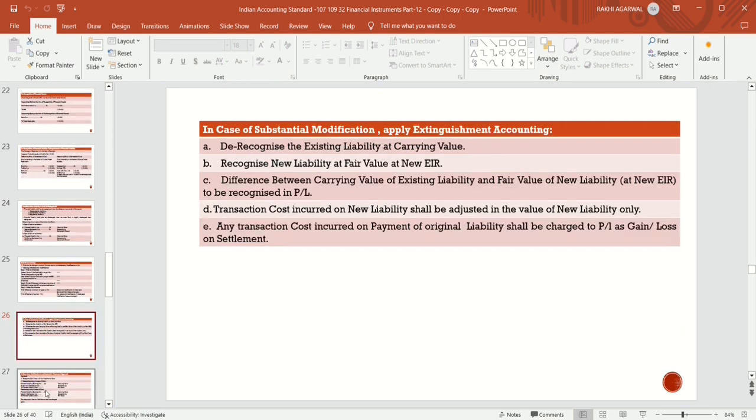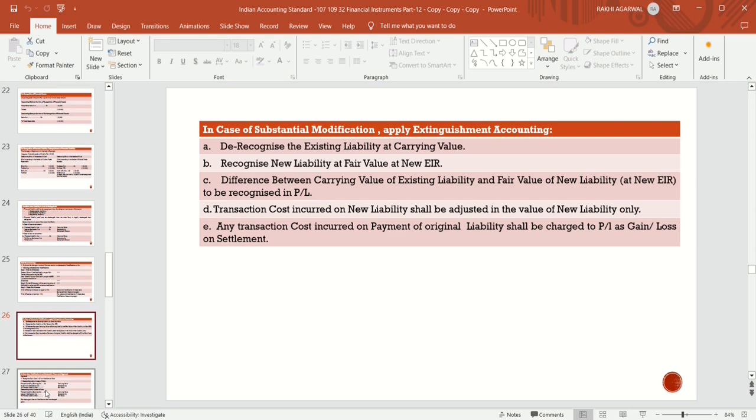Then recognize the new liability at fair value at new EIR. Then the difference between the carrying value of the existing liability and the fair value of the new liability is to be recognized in P&L. Then transaction cost incurred on the new liability shall be adjusted in the value of the new liability only. Any transaction cost incurred on payment of the original liability shall be charged to P&L as gain or loss. So these are the steps to apply extinguishment accounting in case of substantial modification.